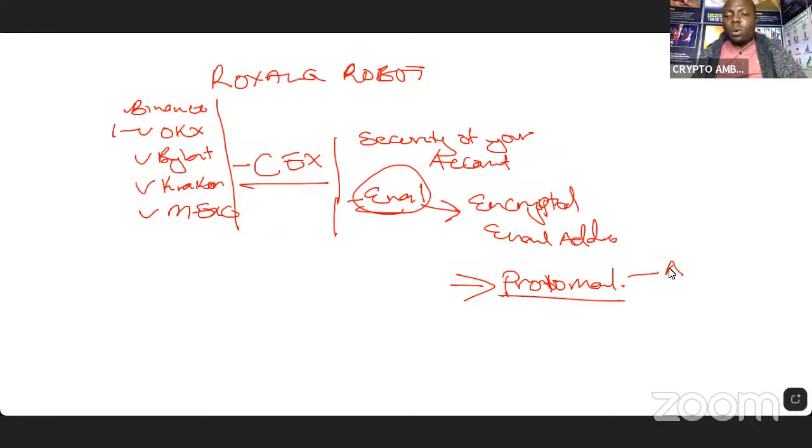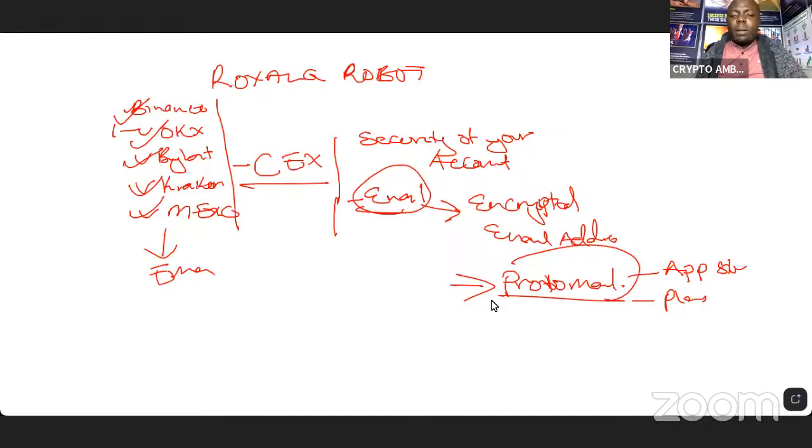Go to your app store, or go to your Play Store. Download the app, create an email. When you create an email, come back to any of these exchanges you are using and change it from a normal email address to an encrypted email address. How do you do that? I just want to keep it simple and precise.